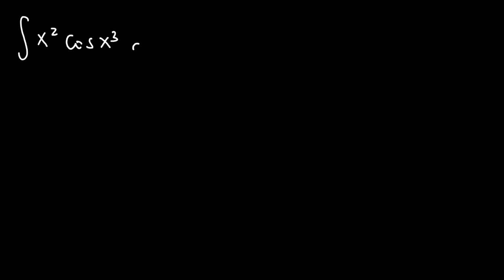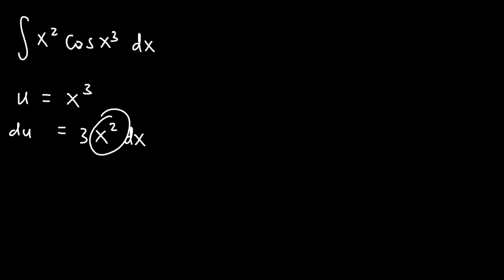Now let's say we had the integral of x to the power of 2 times the cosine of x to the power of 3 dx. How can we integrate this using U-substitution? In this case, we shall set u to be equal to x to the power of 3. And so du will be equal to 3x to the power of 2 times dx. And this x to the power of 2 will be able to cancel with this.